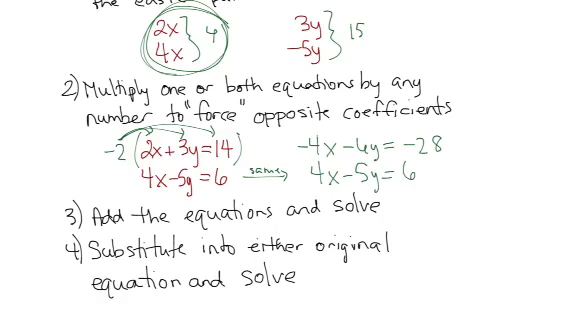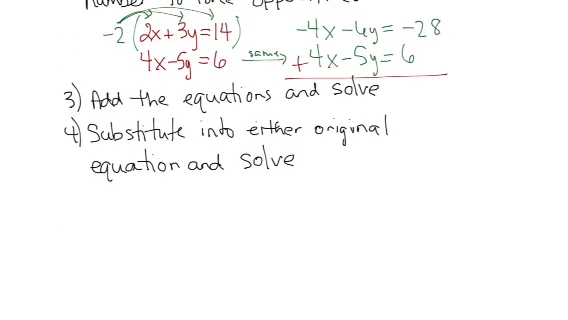But if you've done it right, at this point, you should have the x's cancel out if you were to add the problems together. So if you took negative 4x and plus 4x, they'd turn into a 0. So that's our next step. We're going to add these equations together and solve. So if I do that, like I just said, those are going to cancel. The negative 6y plus negative 5y will make negative 11y. And then negative 28 plus 6 will make negative 22.